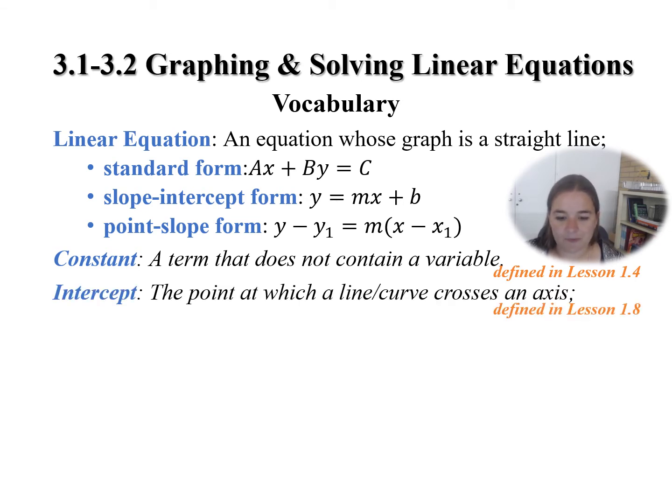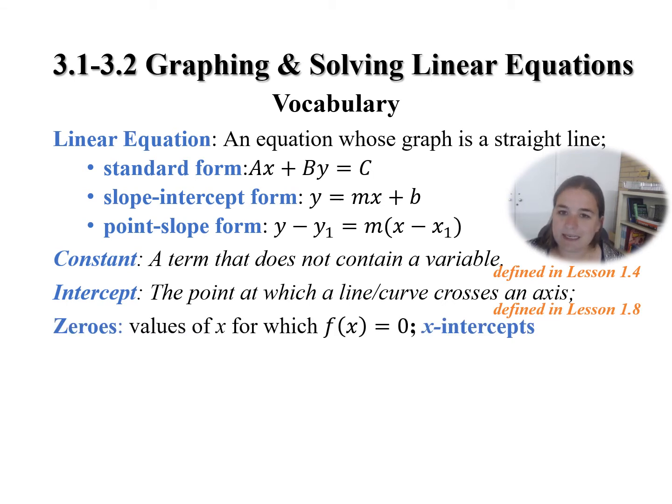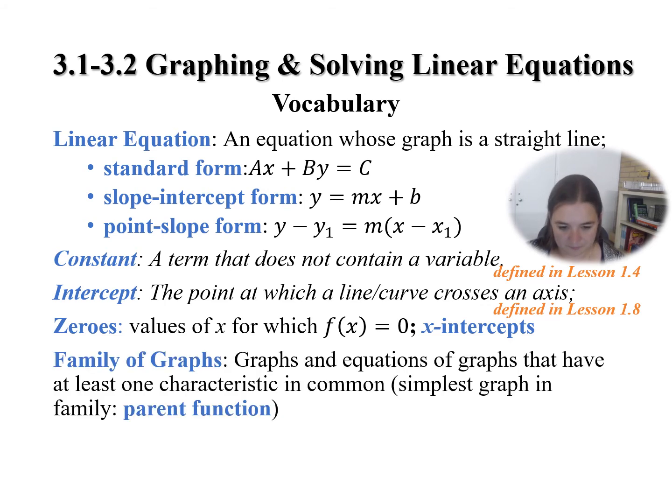Intercepts are points at which a line or a curve crosses an axis. With intercepts, we're going to take that one step farther today, and we're going to talk about the zeros of a function. The zeros of a function are values of x for which the function of x is 0. So my x-intercept.